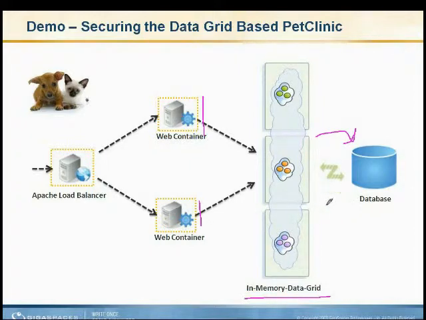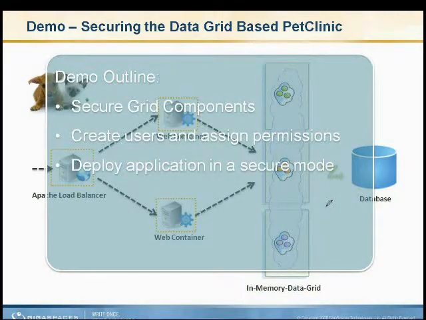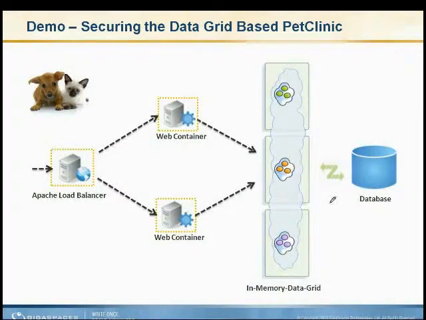So basically what we're going to do is secure the grid components first, or at least talk about how to do that. We're going to create users and assign permissions to them, and then we will deploy the application in a secure mode. The deployment will involve, first of all, deploying what we call a mirror service. The mirror service is the part that's responsible for communicating with the database and receiving the data that was updated on the data grid asynchronously. We will deploy the in-memory data grid itself, and then we will deploy the web container and see how it can be made secure.